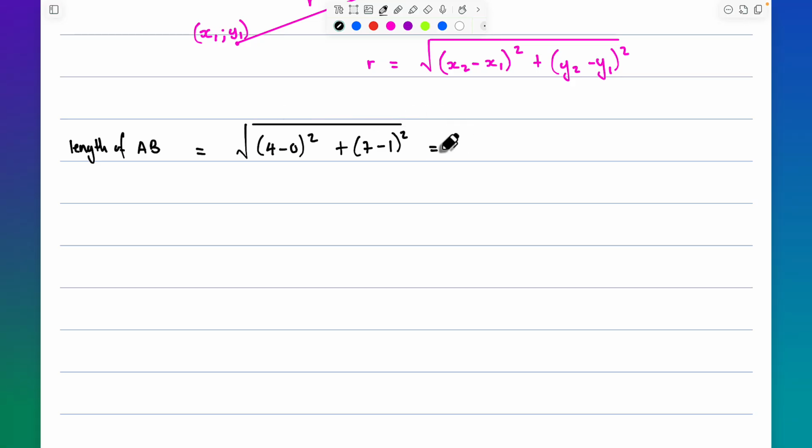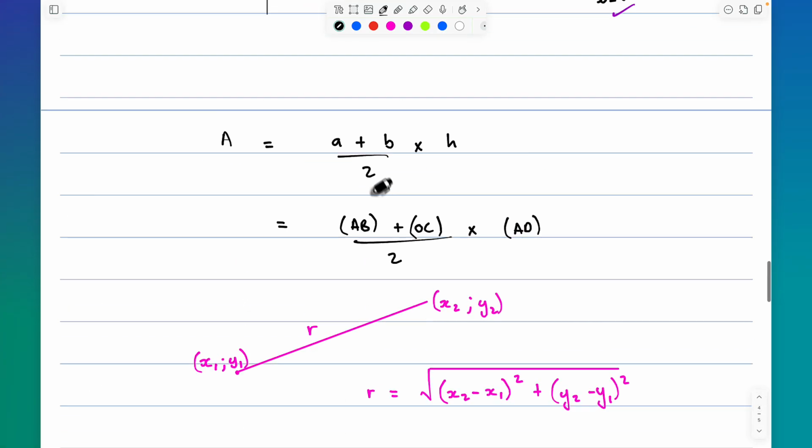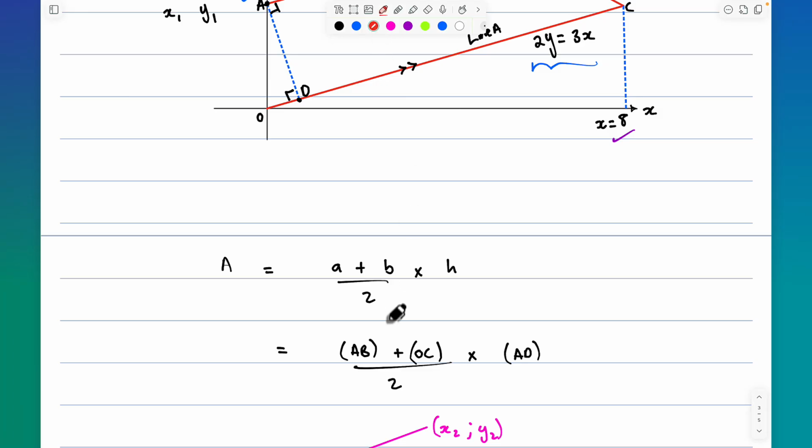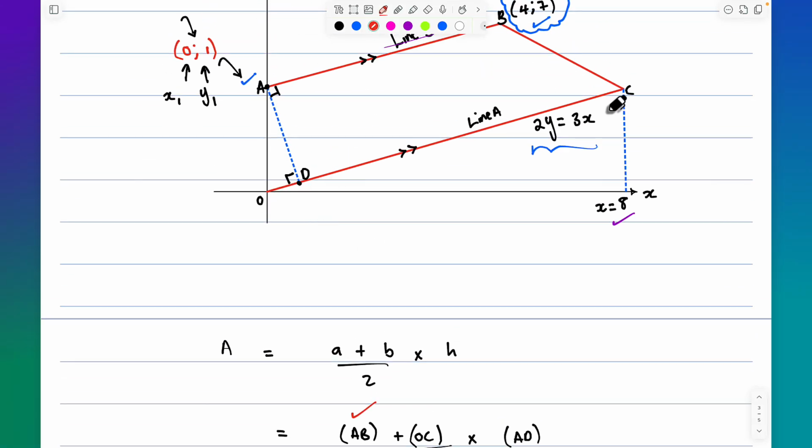Punch this into your calculator, 4 squared plus 6 squared. The answer, I'm going to write this in exact form. That's 2 root 13. All right, so that's your first one. Fantastic. We've gotten this first one out the way. Perfect. Now we move on to OC, right?